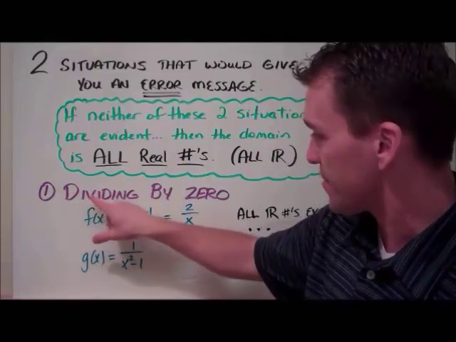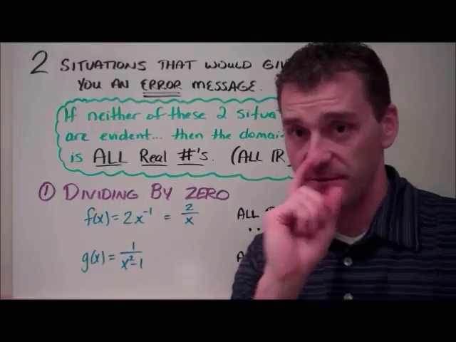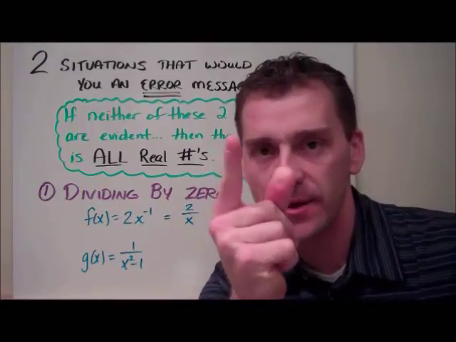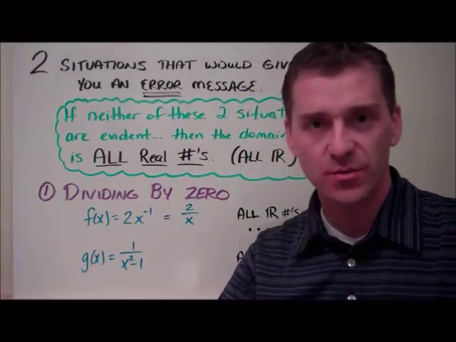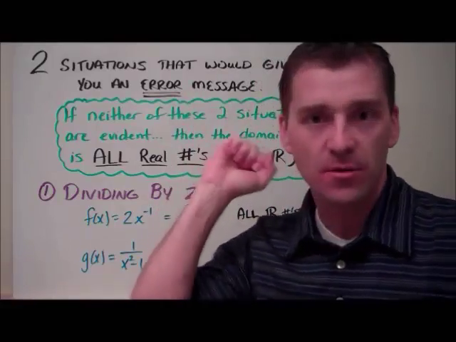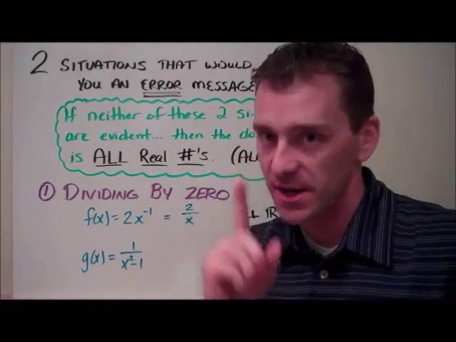Scenario number one, if you're dividing by 0, that's the first thing you got to look for. If you're given a question that says, what's a domain? Automatically look for if you're dividing by 0. If there's any situation where you're going to be dividing by 0, caution. Caution, red flags, lights should be flashing. You should be, whoa, whoa, whoa, I need to check for this.